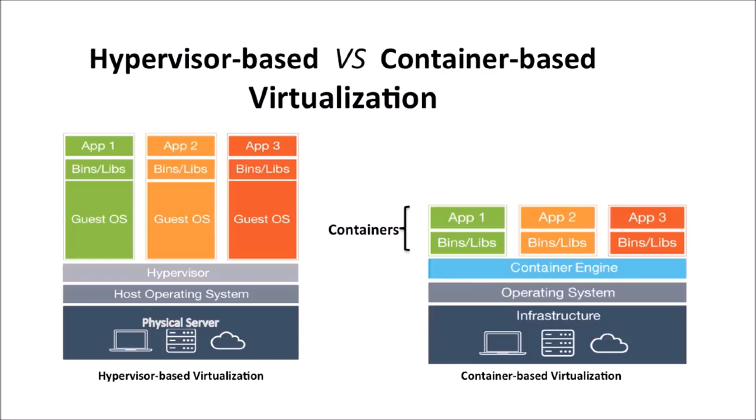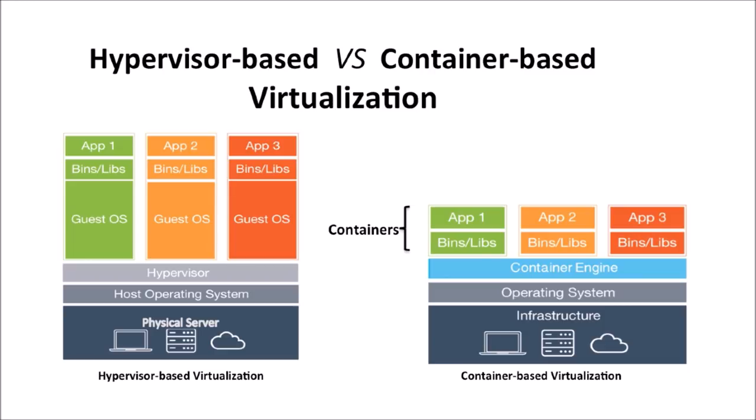Let's take a look at the diagram here. Underneath, we have our server, and this can be either a physical machine or a virtual machine. Then we install our operating system on the server. On top of the OS, we install a container engine, which allows us to run multiple guest instances. Each guest instance is called a container. Within each container, we install the application and all the libraries that application depends on.